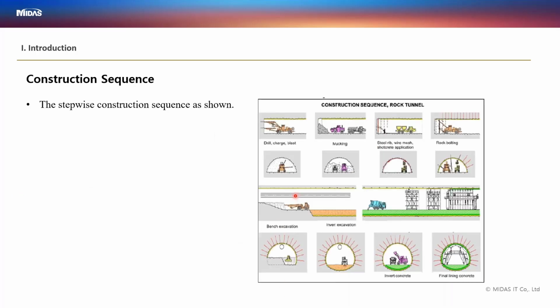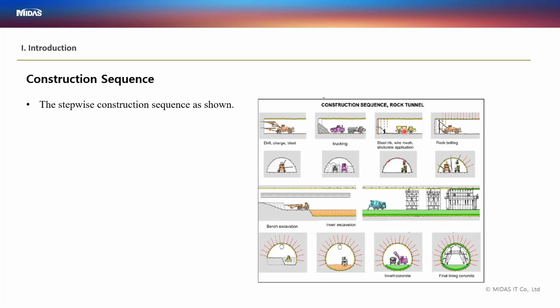Now, this is the stepwise construction sequence. The first is drilling. First we drill the blast holes, then charge the blast, then take the blast. Then the process of mucking. Then the process of steel ribs: install the steel ribs, wire mesh, and the shotcrete application. Lastly, we provide the rock bolting.